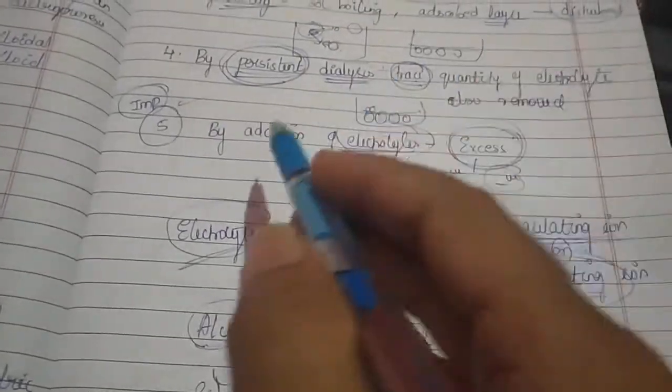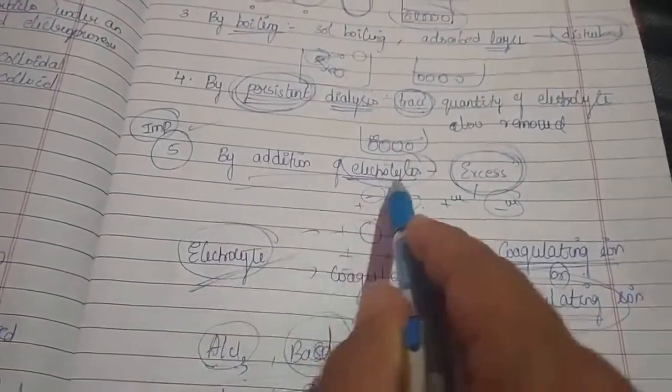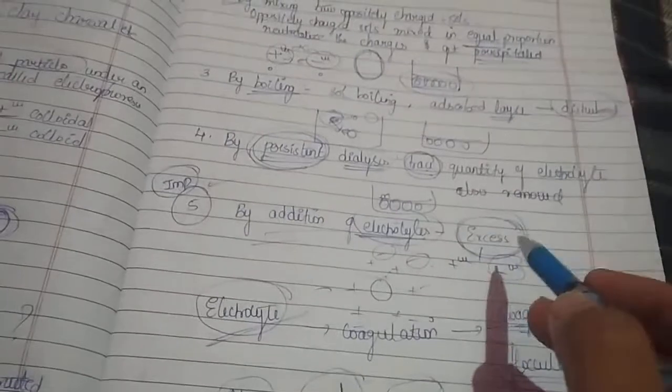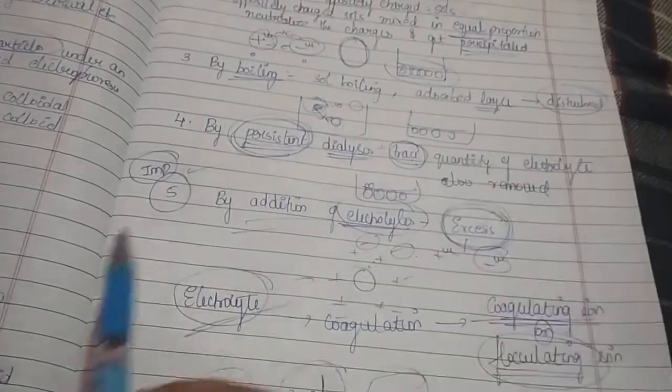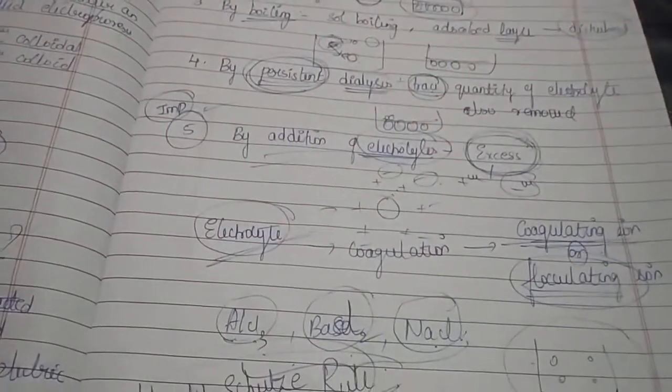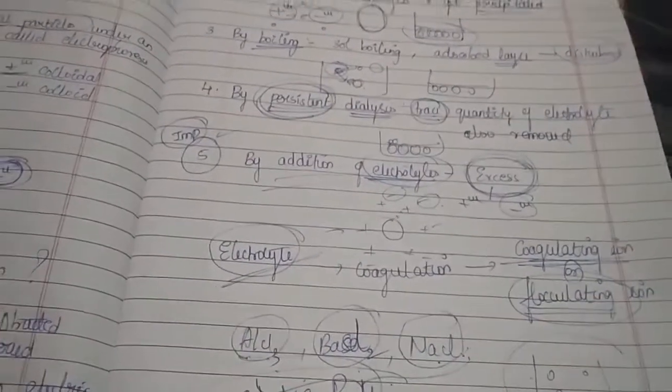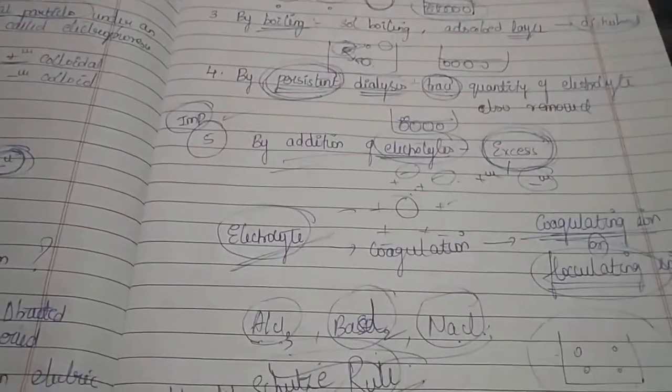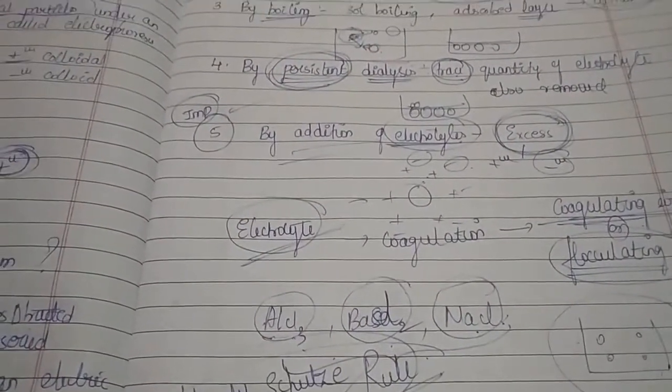Similarly, the next important method was the addition of electrolytes. When you add electrolytes in an excess amount, what happens? Mutual neutralization takes place. When such neutralization takes place, of course, we are seeing coagulation.